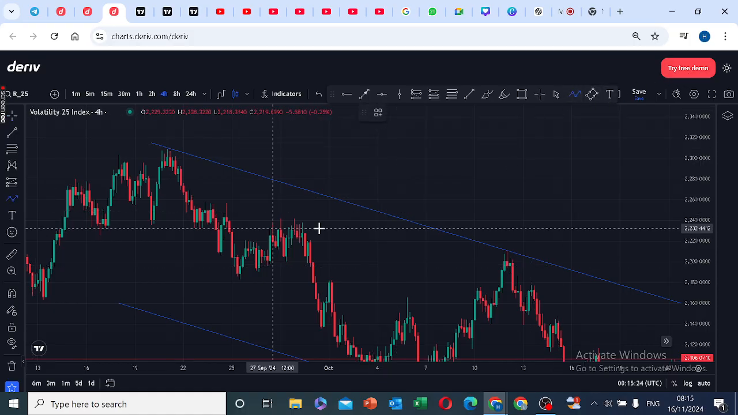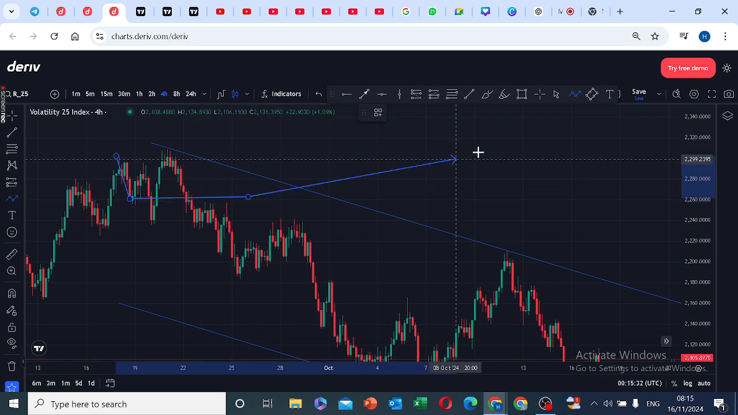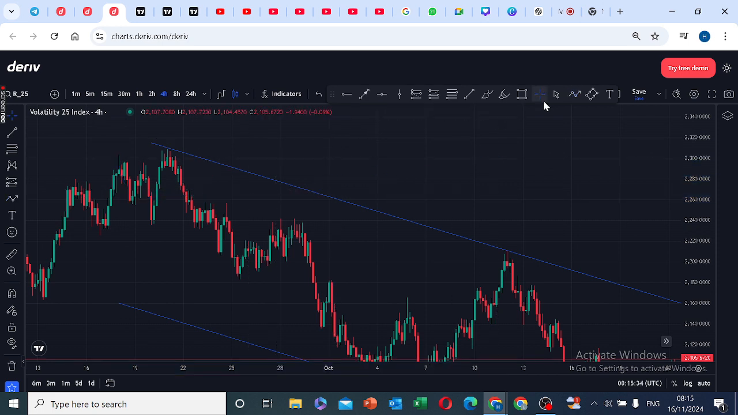Now, this is something we want to see. We want to see this kind of structure, which I would draw here. Okay, before I even do this, let me delete it. So we want to see a structure like this. We want to see price rallying to the upside, coming up.